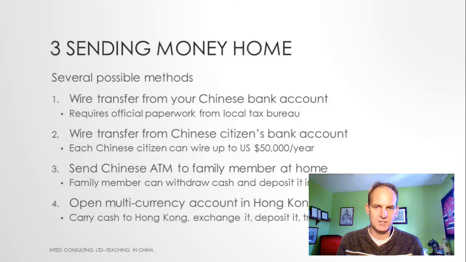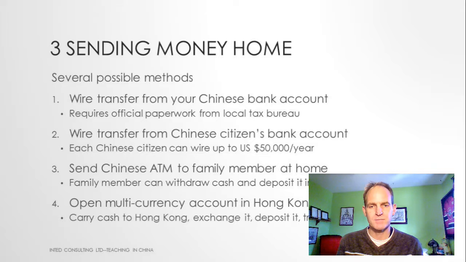Each Chinese citizen is able to wire up to $50,000 a year overseas. So, generally speaking, that means that one Chinese staff member could assist one Canadian teacher, and they would have capacity to do that each year. So your school might set up a system like this.